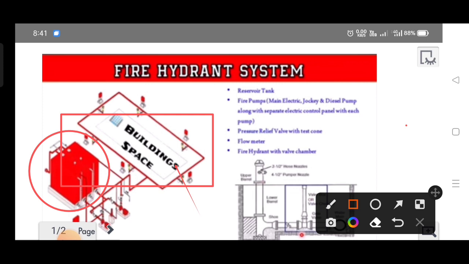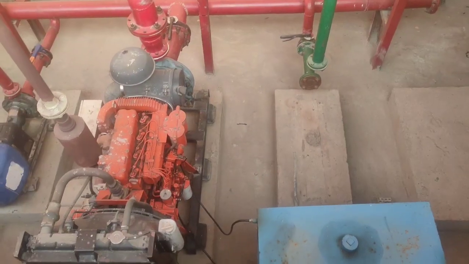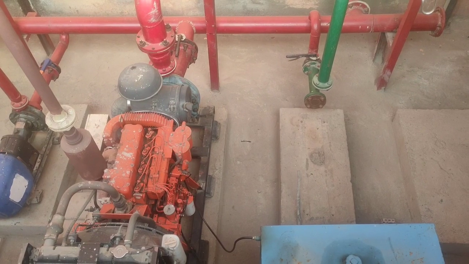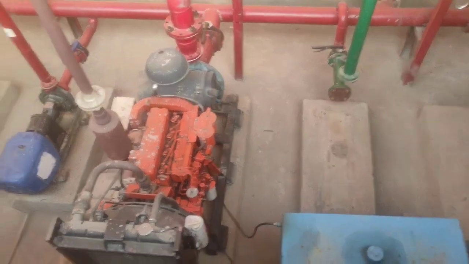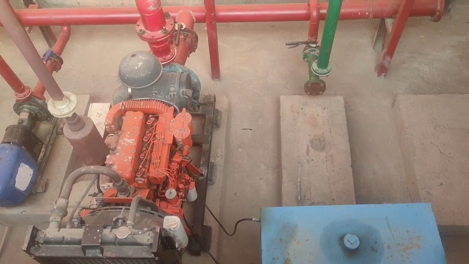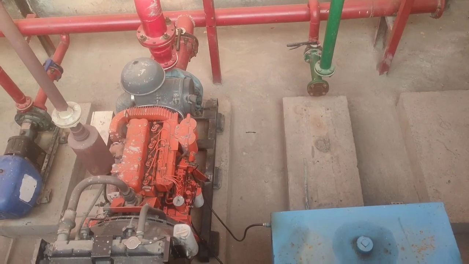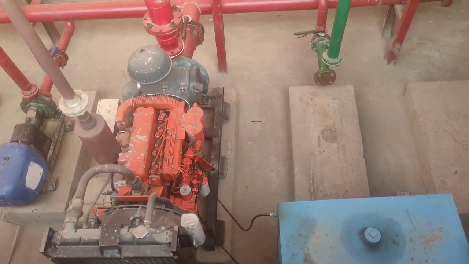The delivery of the jockey pump and main pump is connected. This is the jockey pump, this is the main pump, and this is the DDB pump. The delivery of the jockey pump and main pump is connected to the common delivery header.